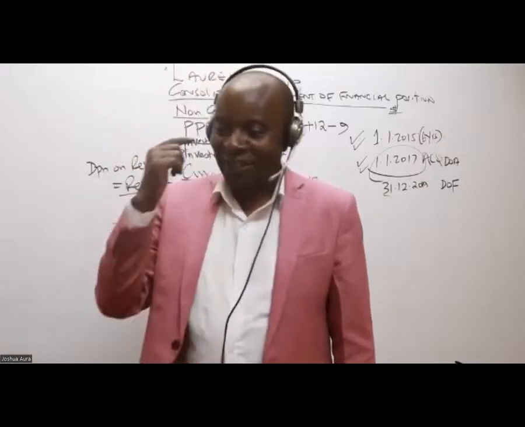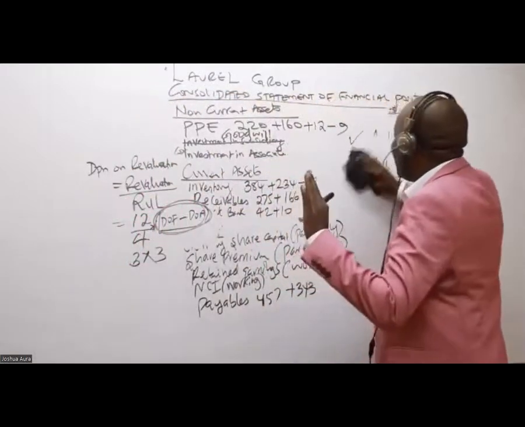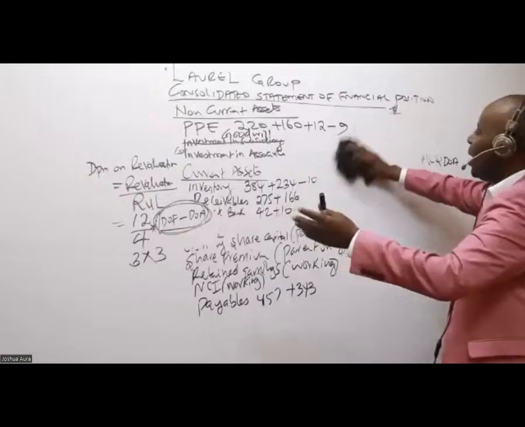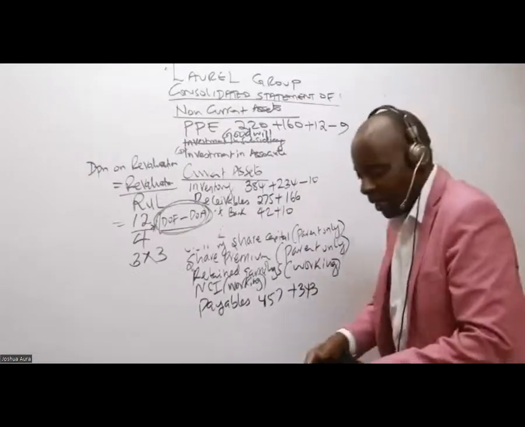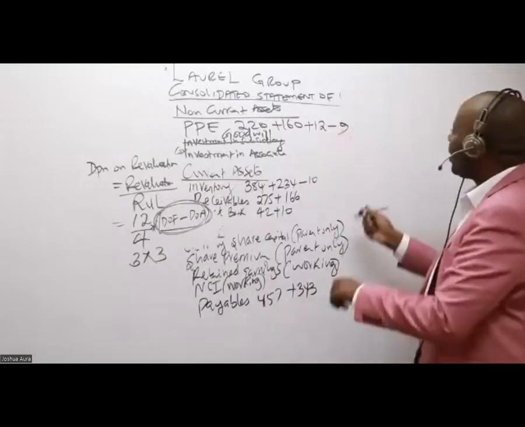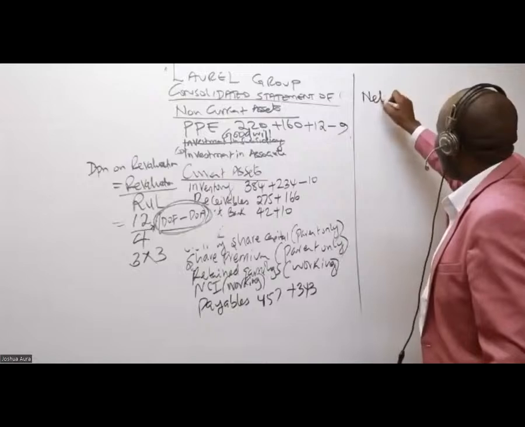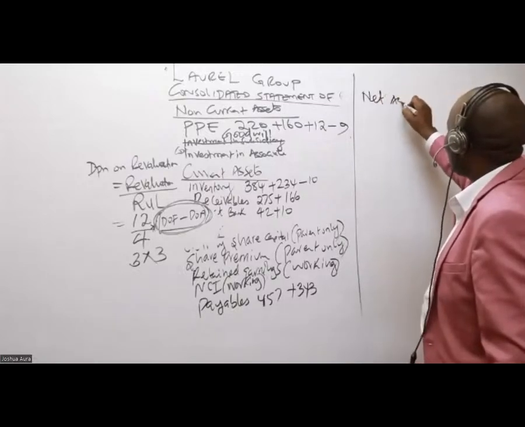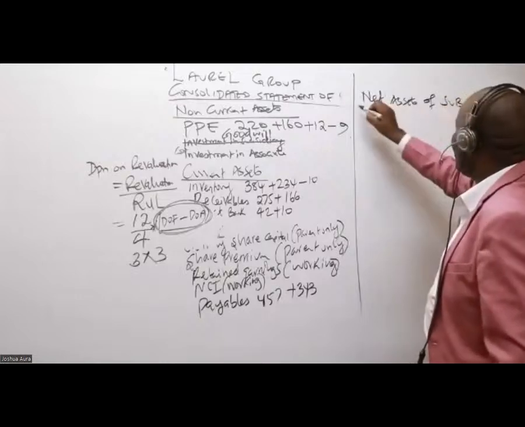So net assets. So now we're looking for net assets. Even if you understand nothing about this, just go ahead and scare the examiner. Write this in capital letters. Scare this examiner. Write in capital letters. How I wish my board was big enough. Net assets of the subsidiary.